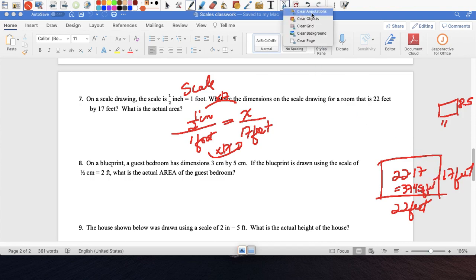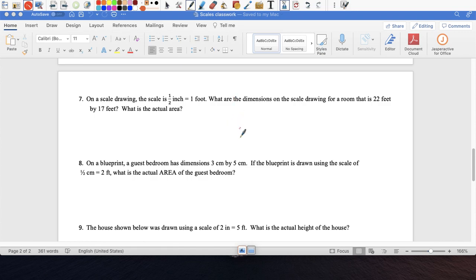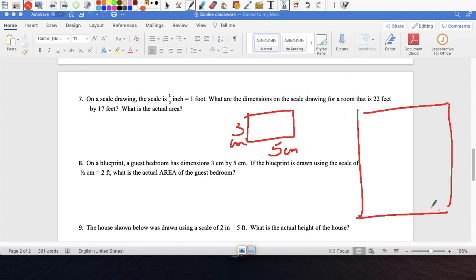All right. On the blueprint, a guest bedroom is 3 by 5 centimeters. The blueprint is drawn using the scale 1/2 centimeter to 2 feet. What's the actual area of the guest bedroom? Imagine this is a real life bedroom. We need to find the actual dimensions to find the area. So, what is the scale? 1/2 centimeter is 2 feet.